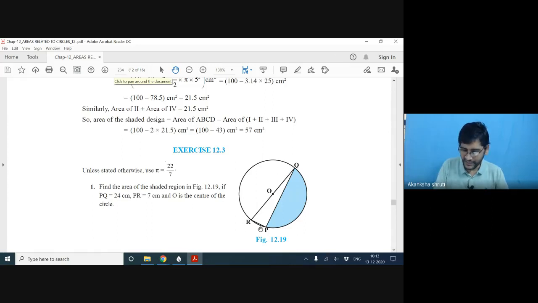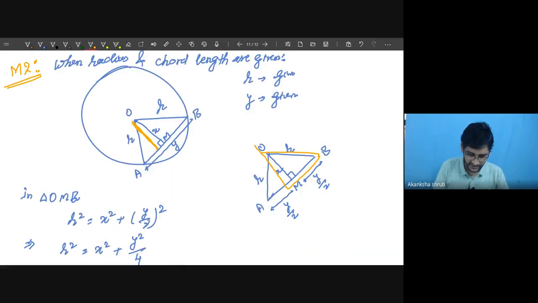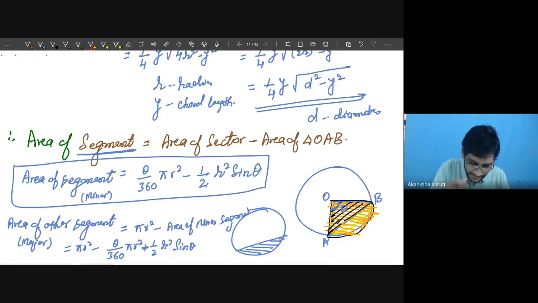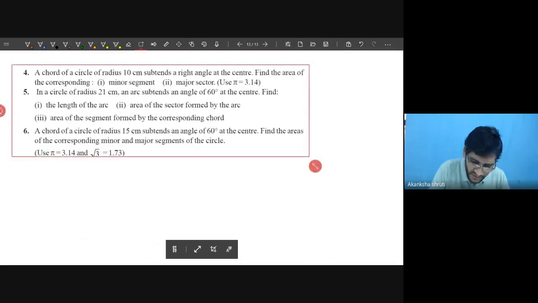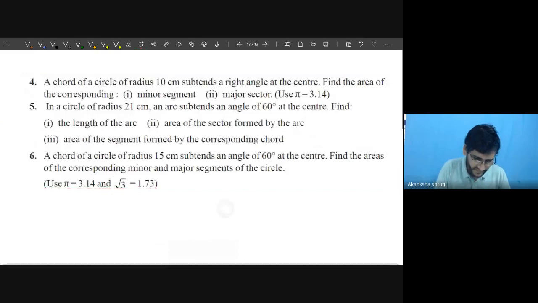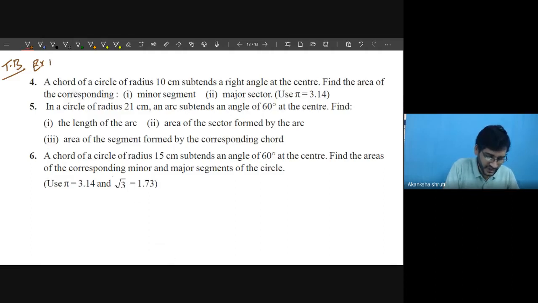So let me go to our textbook exercise number 2, exercise 12.2. Students, the questions are very simple after my explanation.